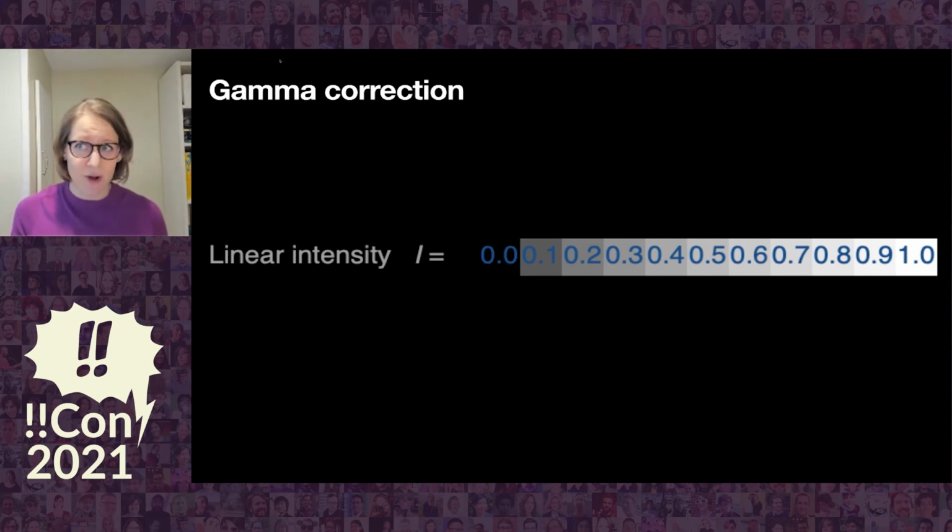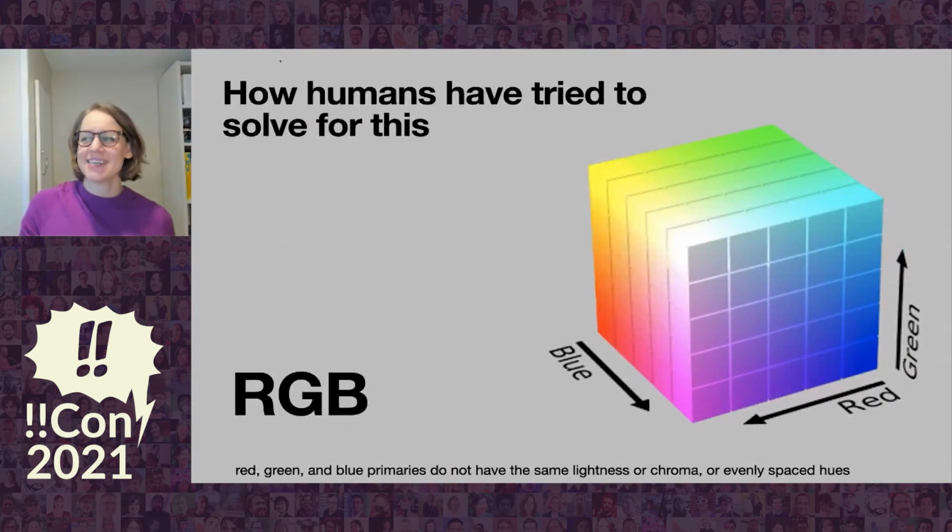The first is gamma correction. So this is linear intensity, but to my eyes and likely to yours, the step between 0.0 and 0.1 seems to be a lot bigger jump than from 0.9 to 1.0. So if we scale intensity on a logarithmic scale, we can get it to look linear to our eyes, even though it actually isn't.